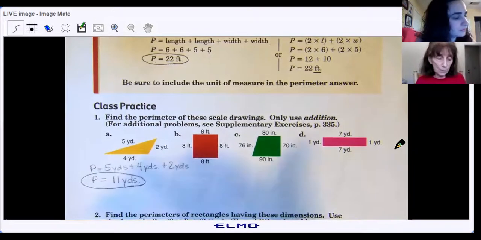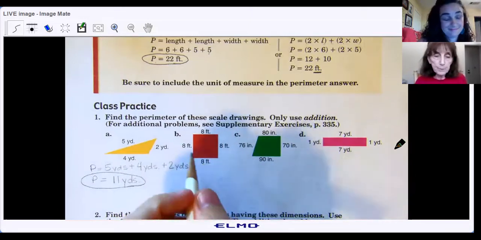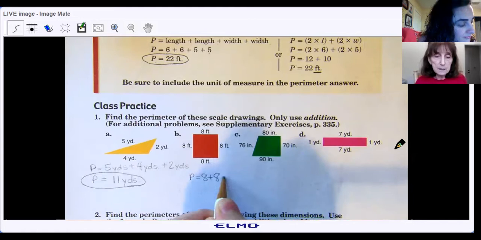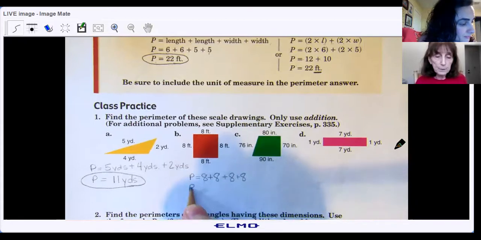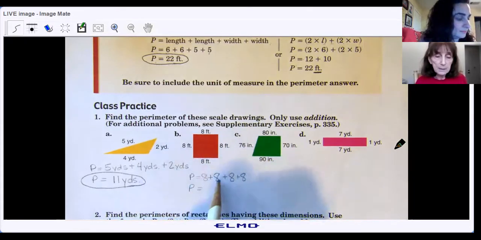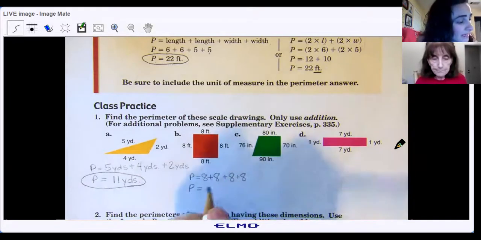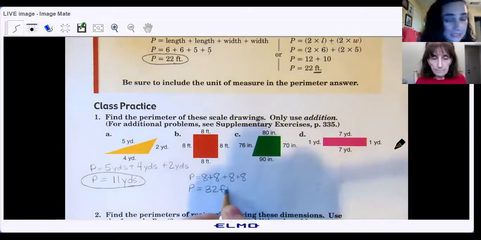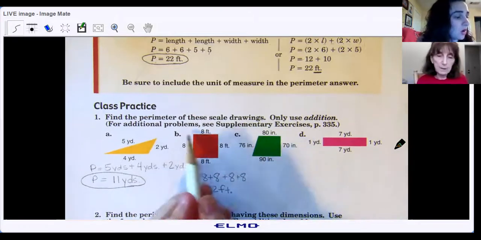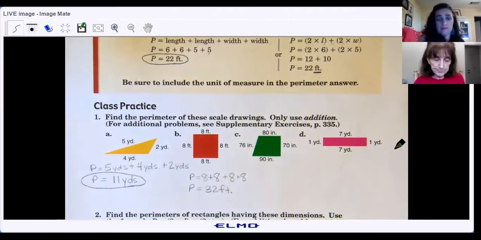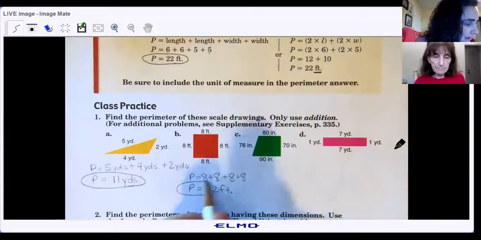This is a square, which means all sides are equal. So you're going to put perimeter equals 8 feet plus 8 feet plus 8 feet plus 8 feet. So perimeter equals 8 and 8 is 16, and 8 and 8 is 16, 16 and 16 is 32 feet. Now, I do think anytime you have a square, multiplication is much faster because all your lengths are the same. But they're just showing you what you're supposed to do. Square is always the easiest to get.